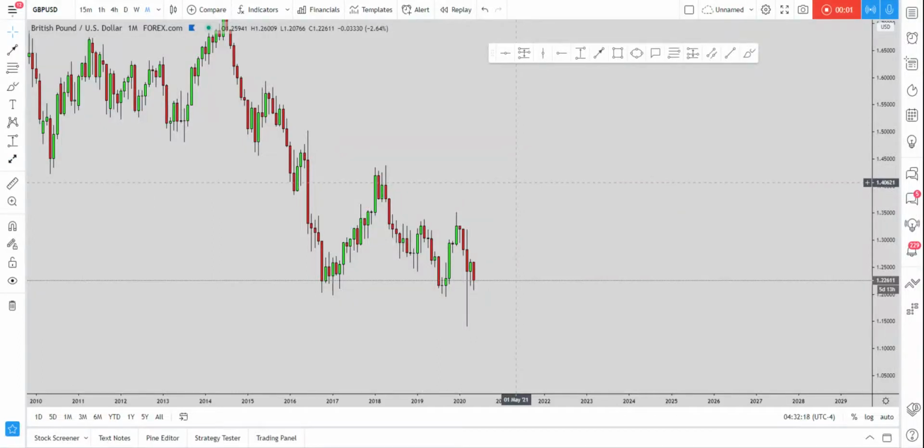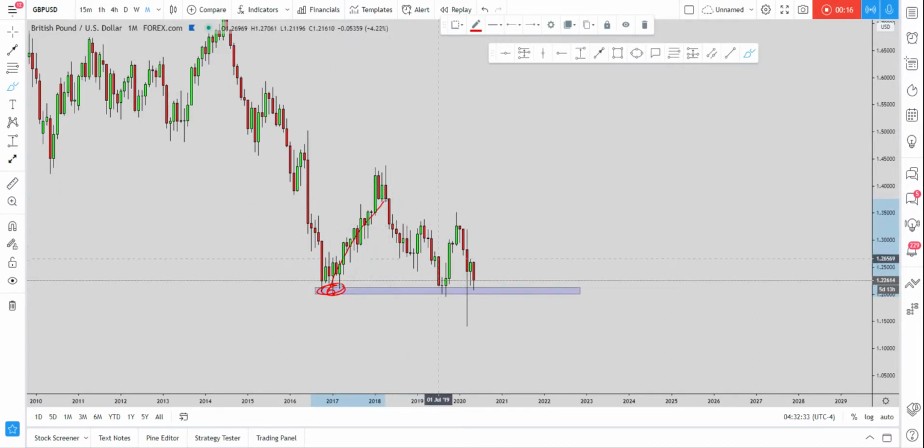Okay, so what kind of situation do we have at the moment from a monthly perspective on GBP USD? Now, on the monthly, we have clearly a market that is at a very strong support area. This level was support here, preceding all this huge move to the upside. The market then again retested this level here and got rejected to the upside.